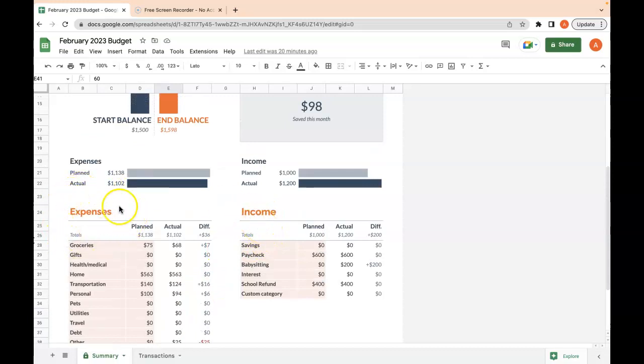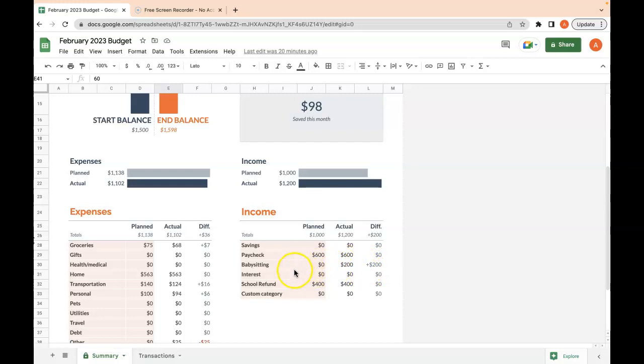So this is the side that I spent money on, the expenses that I spent. And on this side is my income, what I received in money. For my paycheck at the job that I work at, I plan to receive $600, and I actually received $600, so therefore my difference was zero. Whereas for babysitting, I did not plan to babysit at all, but I actually got a few job opportunities to babysit, so I made $200, and therefore the difference was a positive $200.